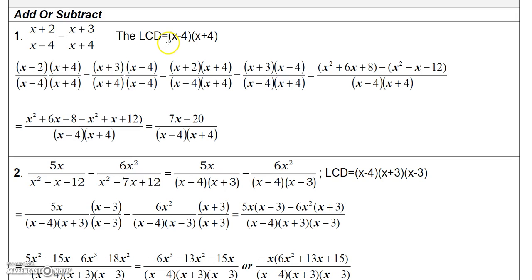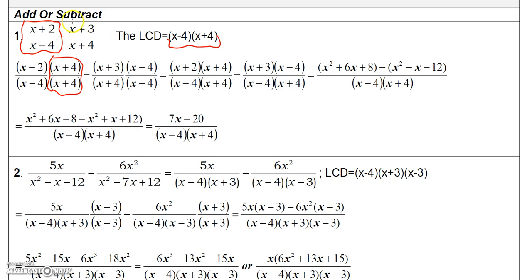So I can just use their product, x minus 4 times x plus 4, as the lowest common denominator. Now, that means I'm going to have to take this fraction in order to get it to have the same denominator. Since I have x minus 4 down here, I know I'm going to need a factor of x plus 4, so I can multiply this fraction by x plus 4 over x plus 4, and that will give me the common denominator, x minus 4 times x plus 4. And technically, by doing this, it doesn't change the value, because if you think about it, x plus 4 over x plus 4 is really just 1.